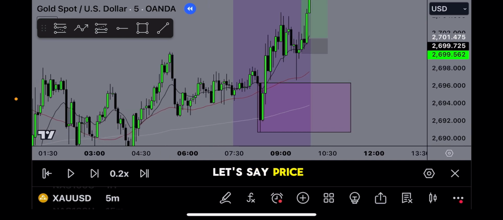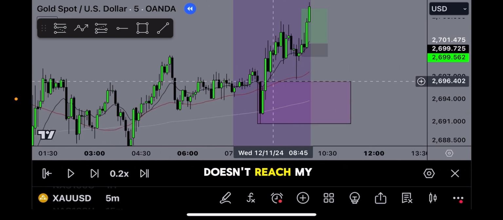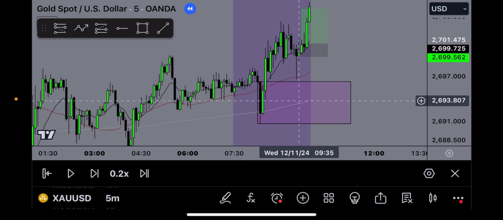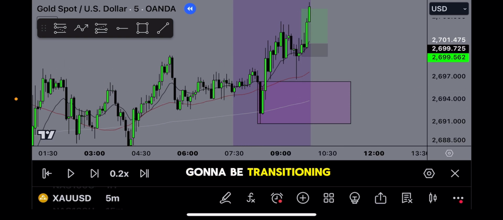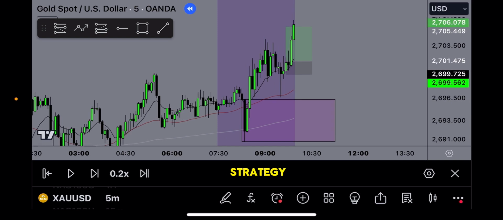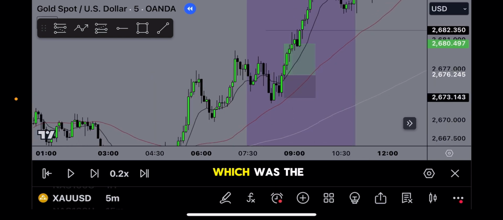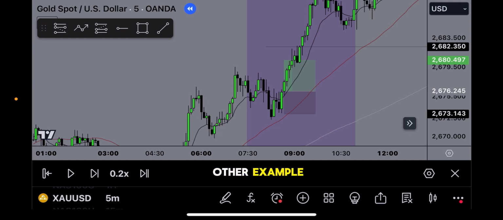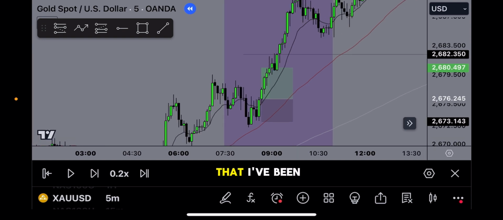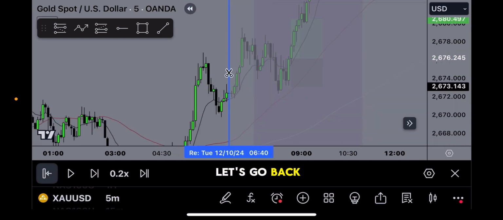Also, let's say price doesn't reach my demand zone like it didn't here. That's when you're going to be transitioning to the second strategy. On this other trade setup that I took on Tuesday, which was the day before the other example, literally this week that I've been recording these videos, I've just been taking breakout trades in gold. Since gold's been cooking, NASDAQ really hasn't been giving out good price action, especially since it's fourth quarter, the ending of the year.